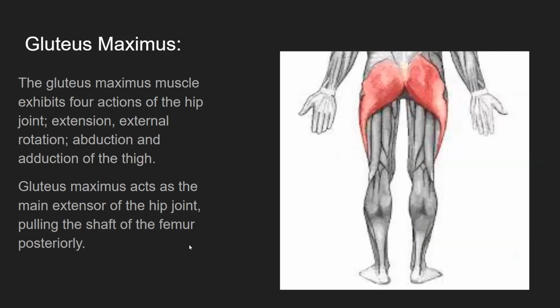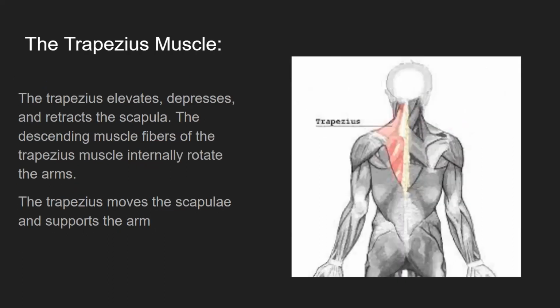Onto the gluteus maximus. The gluteus maximus muscle exhibits four actions of the hip joint: extension, external rotation, abduction, and adduction of the hip. Gluteus maximus acts as the main extensor of the hip joint, pulling the shaft of the femur posteriorly. Next, we have the trapezius muscle.